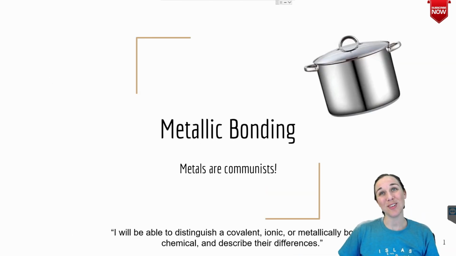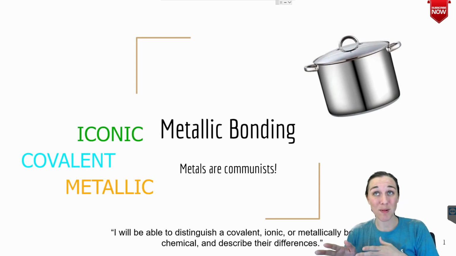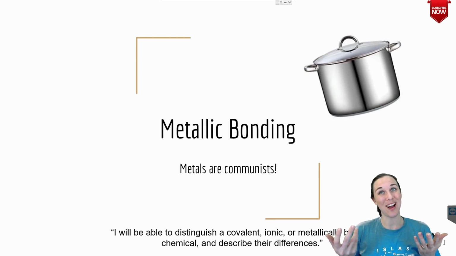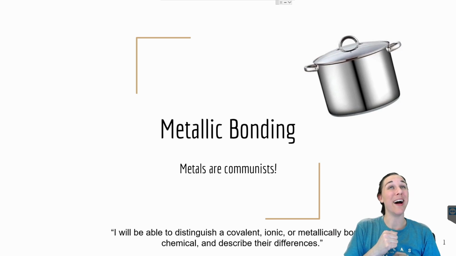By the end of this video, you should be able to distinguish the difference between ionic, covalent, and metallic bonds and describe their differences after you learn what a metallic bond is, now our final chemistry bond.